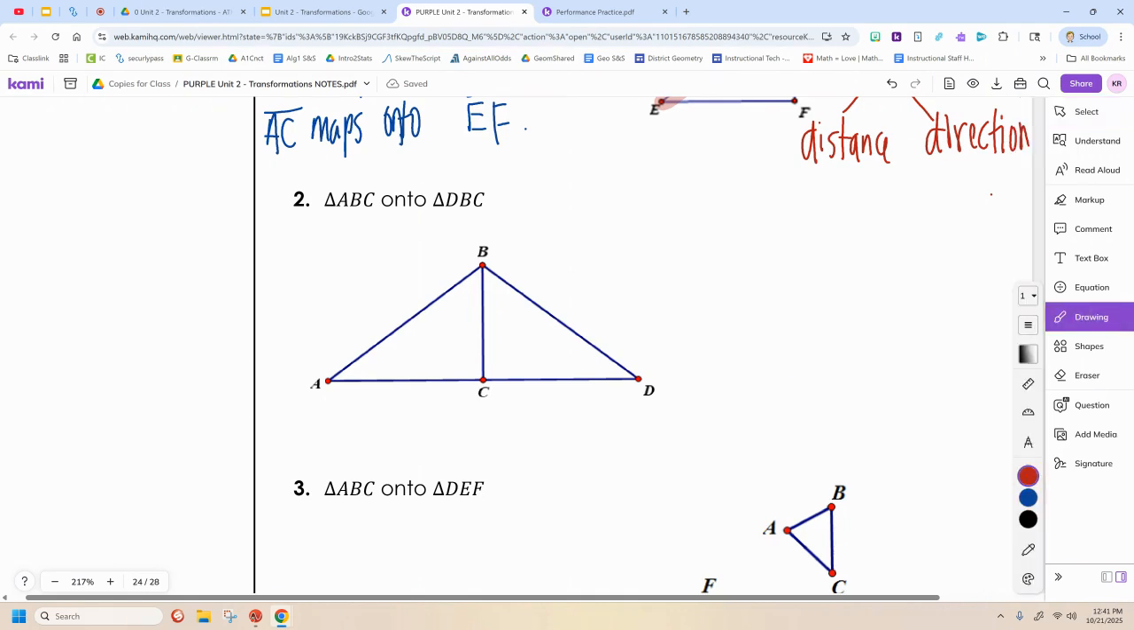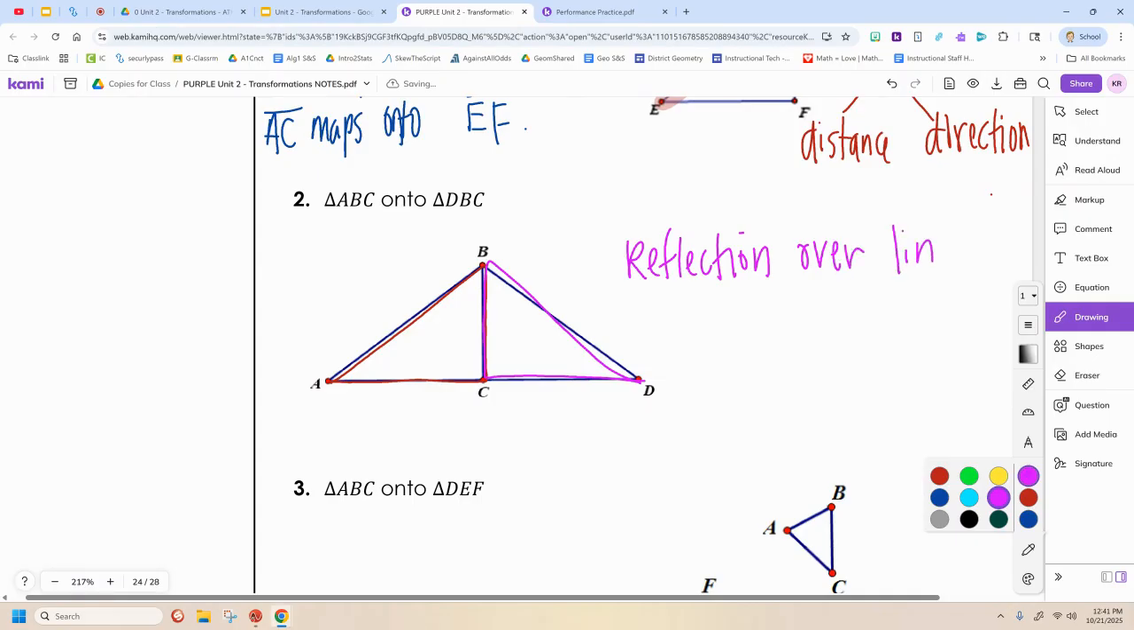So find the 2 triangles. Where is ABC? ABC. How do we get that triangle onto DBC? A reflection over the line BC. That's it. That's all you have to say. It can be that easy. Okay, the mapping onto one was weird, but those guys were weird.